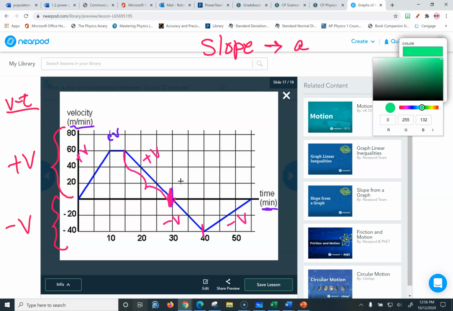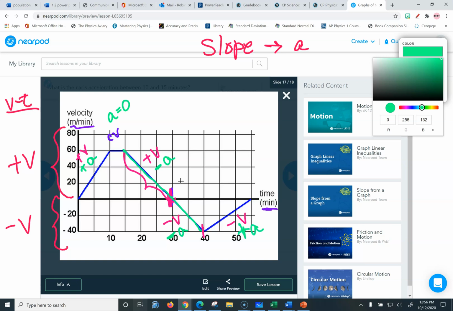Good. Now you go back and you look at your slope. This is a positive slope, so positive slope means positive A. Horizontal means zero slope, so your A is equal to 0. This part here, negative slope, negative A. That's still the same acceleration, the same magnitude and direction along this whole line. Slope over here, positive A.